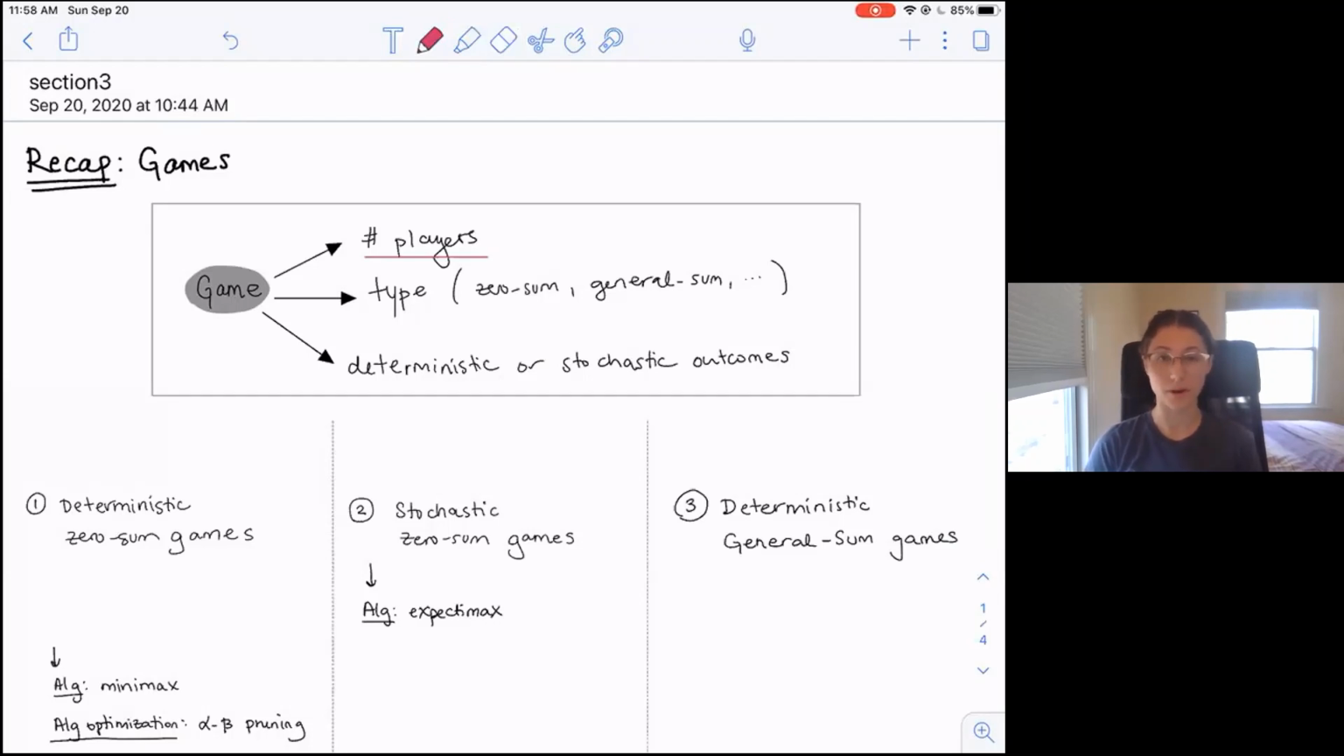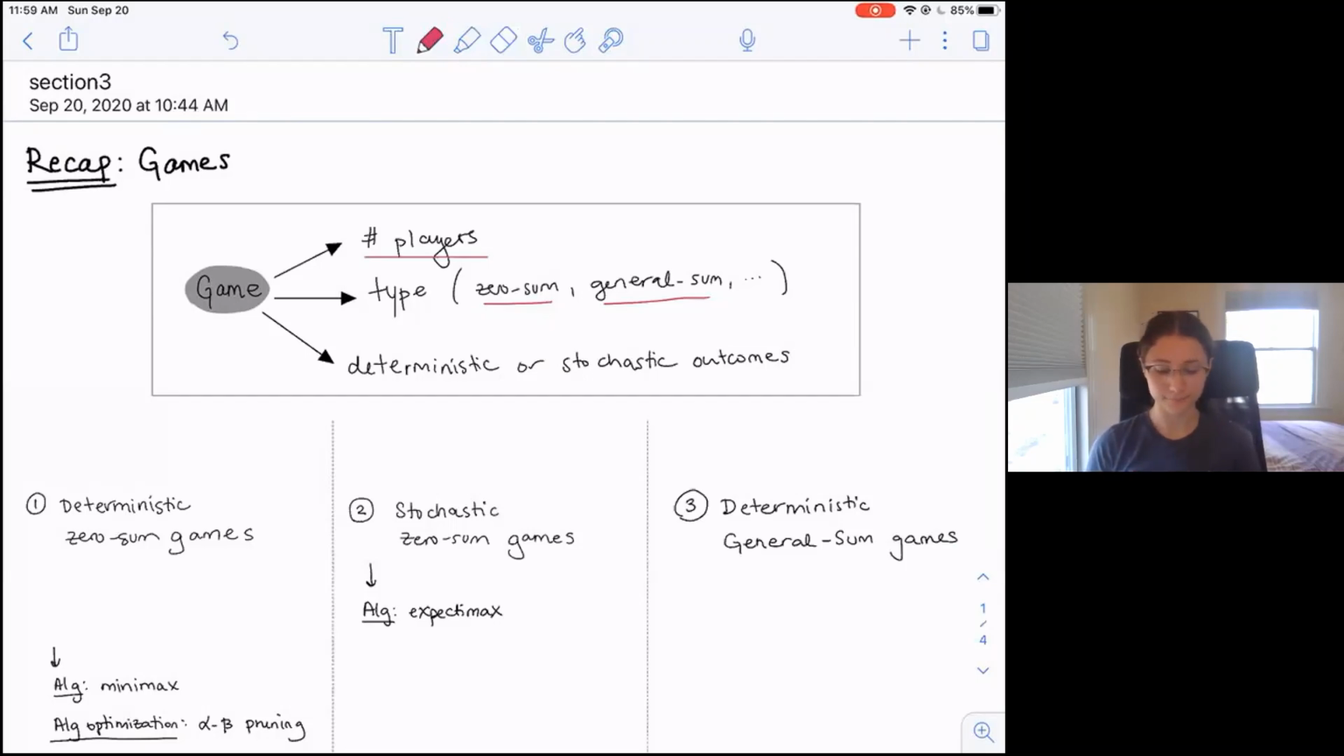The next important component of a game is the type of game. The 2 main types of games we're going to see today are zero-sum and general-sum games. I'll hold off on defining them for a moment, but in general, there are many types of games. And this essentially just captures how the different players are competing against each other or collaborating or maybe ignoring each other.